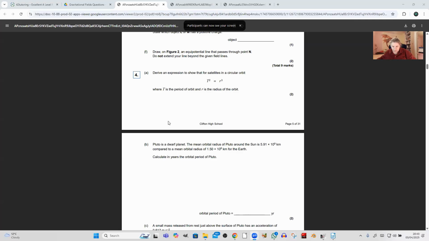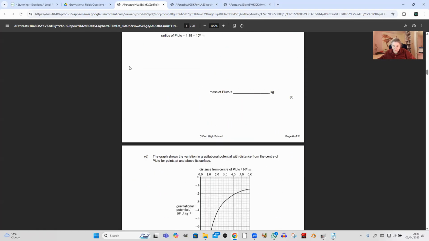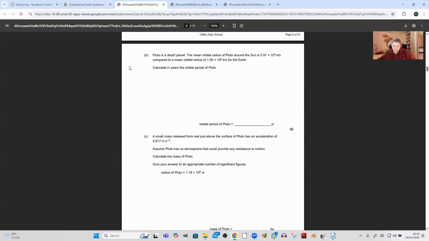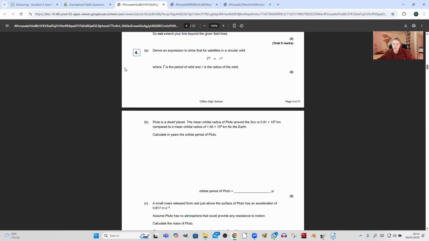Right, I wanted to do some graphs. There's a graph, there's a graph. Right, let's have a little look at this one. Okay, so number 4. Oh, and it allows us to do Kepler's derivation as well. We've got to derive Kepler's rule. Okay, so this is Kepler's, I think it's his second law, but anyway, this is that period is proportional to r cubed, the radial distance cubed.